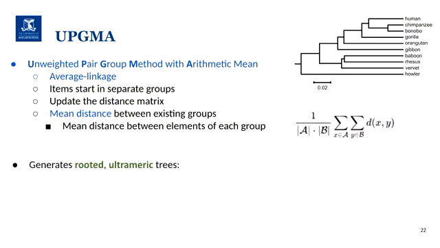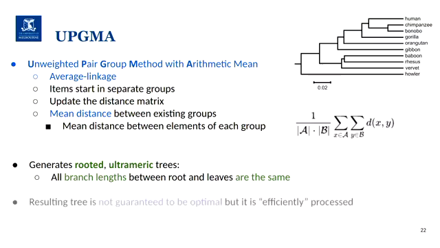And this will generate a tree that looks like this, which is a rooted tree. And it's also an ultrametric tree. I think there's a typo there. And that is to say that all branch lengths between root and leaves are the same. So the values on the branches between root and any of the leaves will be the same. And that has to do with how we label them. And the result of the tree is not guaranteed to be optimal, but it's kind of scalable.